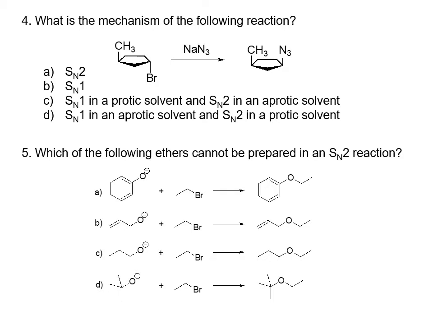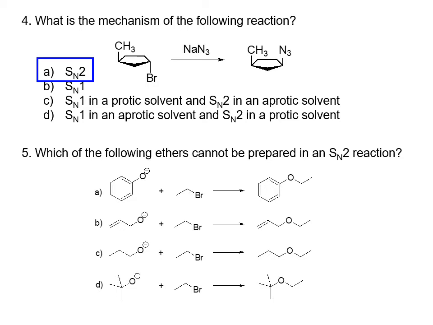So the reaction occurred on carbon 1 where the azide group came from the top. The entry group is the azide group. The azide nucleophile came from the top and displaced bromine in an SN2 reaction. So this is an SN2 reaction.